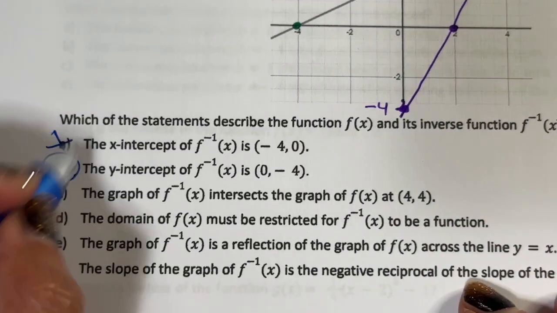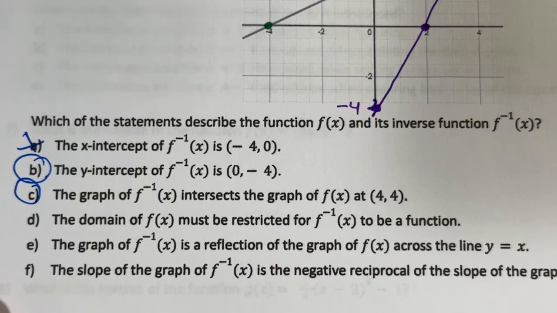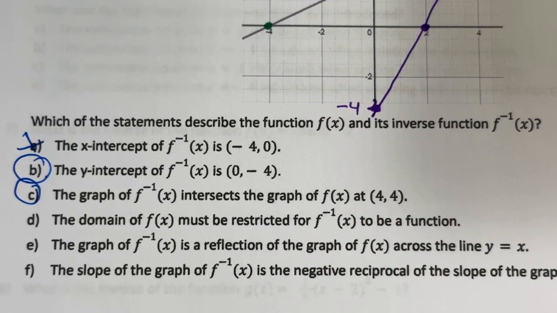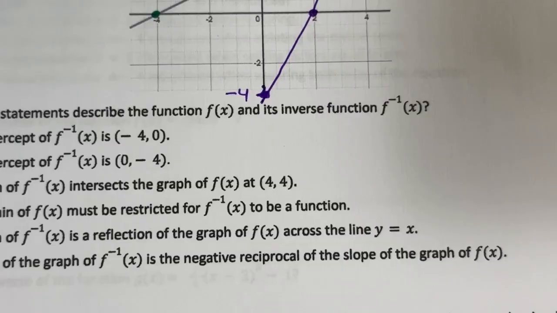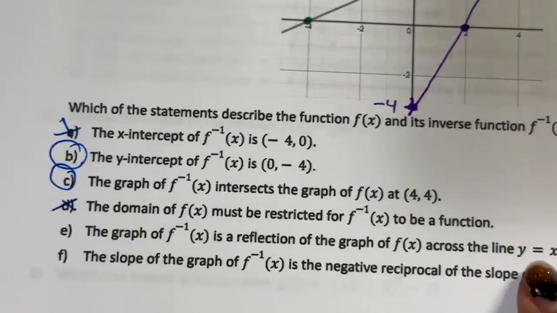That is true. The domain of f of x must be restricted. Hold the phone. This is a line. Lines don't need to be restricted, so that is not true. The graph of f inverse is a reflection of the graph of f of x across the line y equals x. Yes, all inverses reflect across that line.